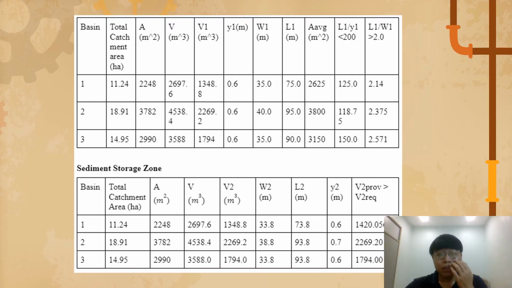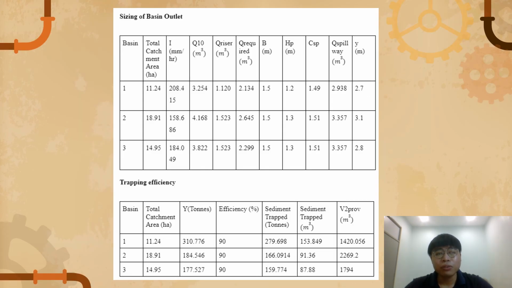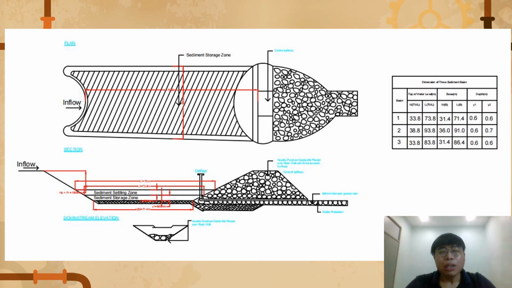Now this is all the designs of the basin 2 and 3. All the calculations are inside and all are adequate after the calculation of all. This is sizing of the basin outlet and trapping efficiency. The plan view, the section view, and also downstream elevation has been drawn for the sediment basin. All the dimension is displayed on the drawing, and then all the dimension here at the side of the table will be used for the drawing for here.